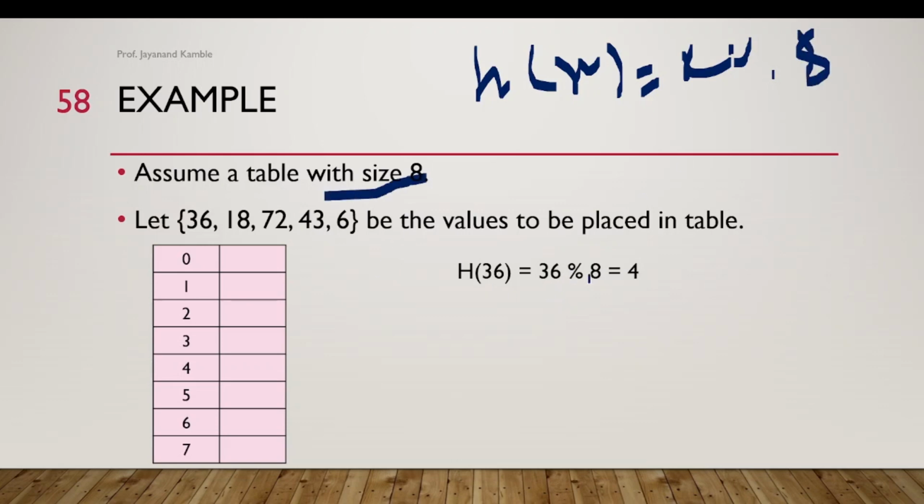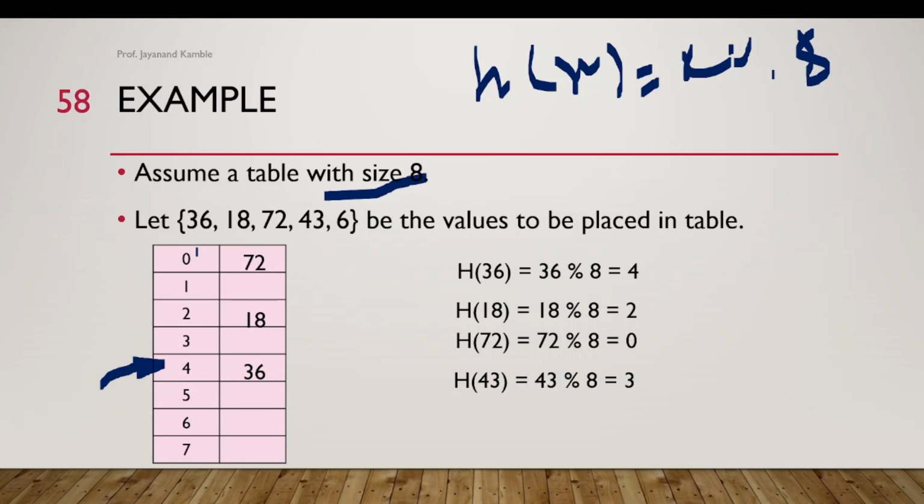So now 36 mod 8 is 4. So at the place of 4, what will happen? 36 will be placed. So 36 is placed here, right? The next value is 18. 18 mod 8 is 2. So at the place of 2, 18 will be placed. Then next is 72. 72 mod 8 is 0. So at the place of 0, 72 will be placed.